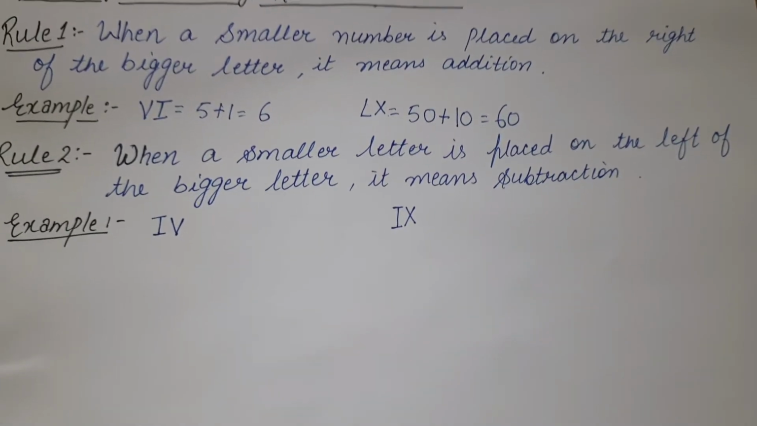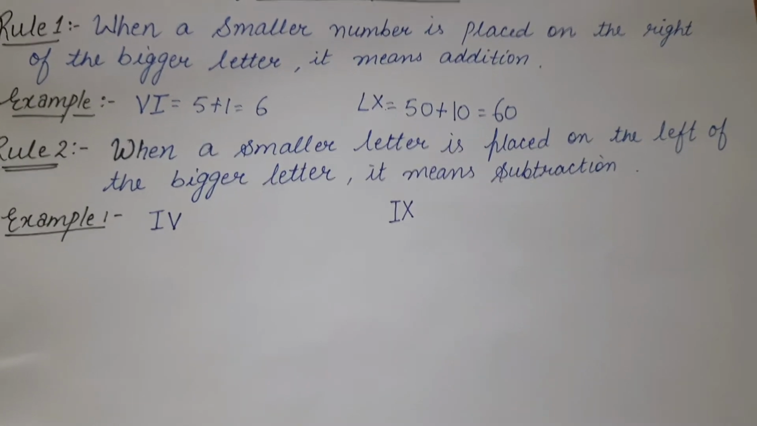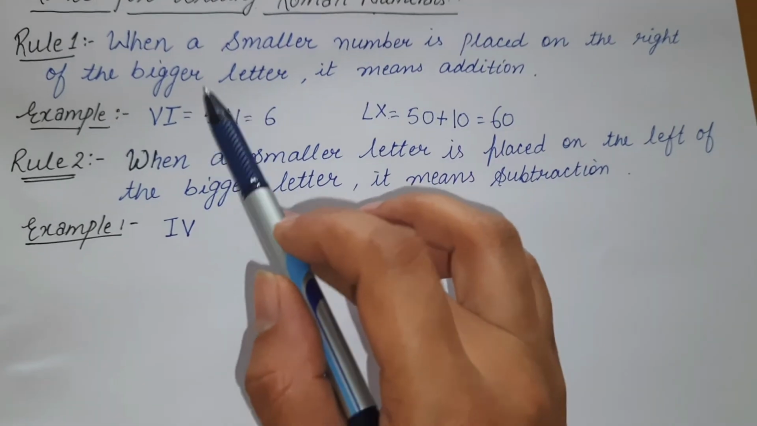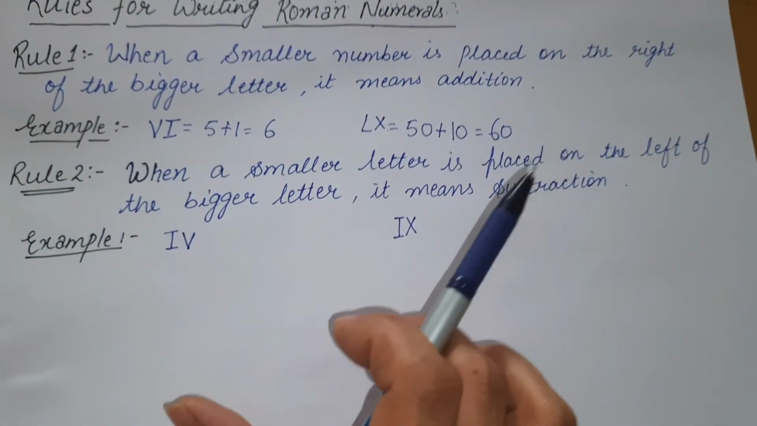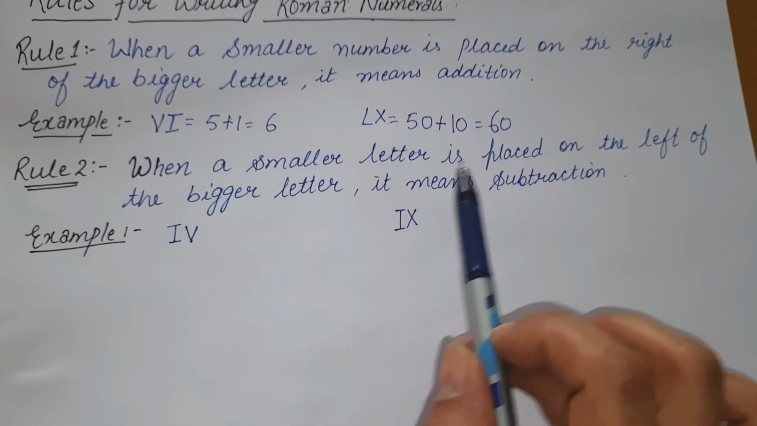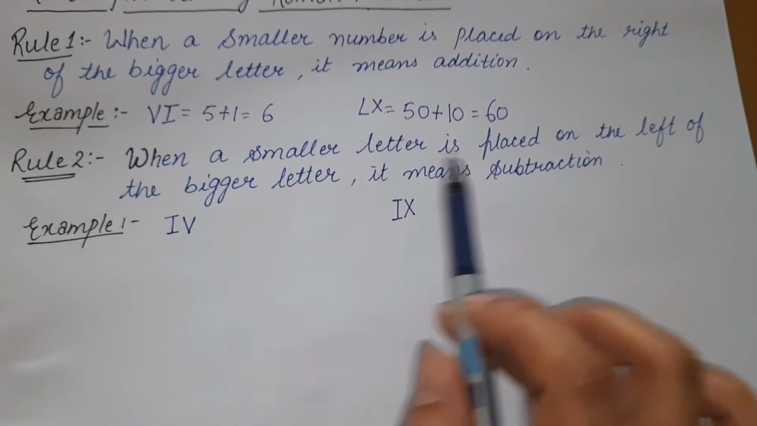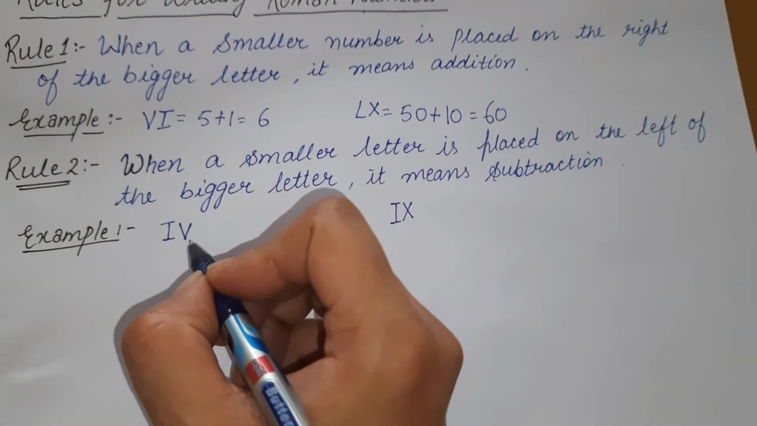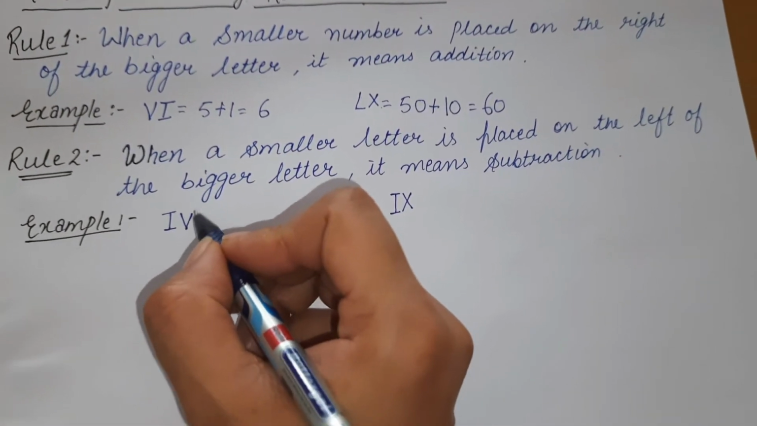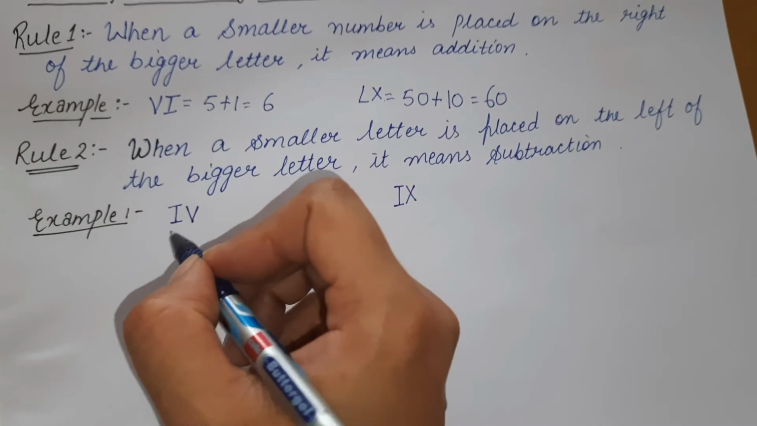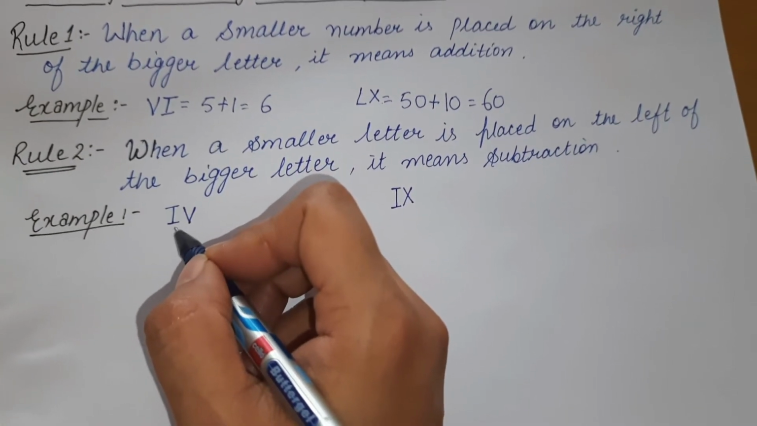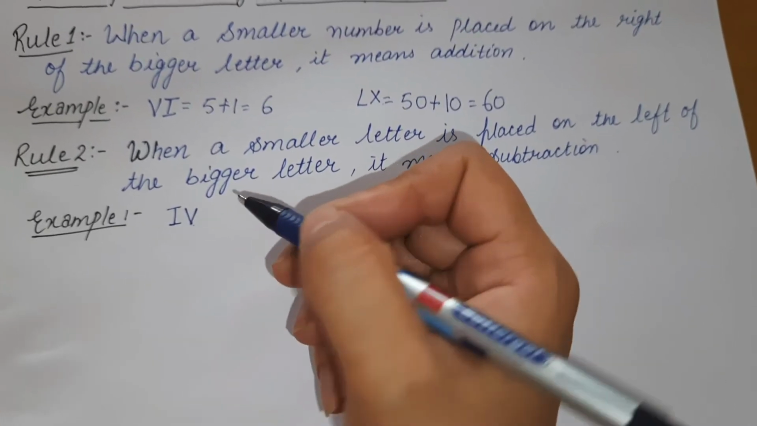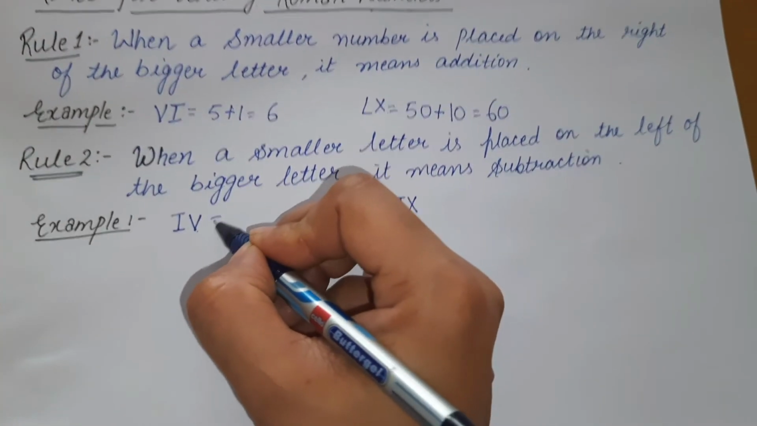Second rule is when a smaller letter is placed on the left of the bigger letter. In rule 1, the smaller letter was placed on the right of the bigger letter, and in rule 2, when a smaller letter is placed on the left of the bigger letter, that means subtraction. We subtract the values. See this example, I stands for 1 and V stands for 5 and the symbol of smaller value is placed on the left of the symbol of larger value. So we will subtract the smaller value from the larger value.